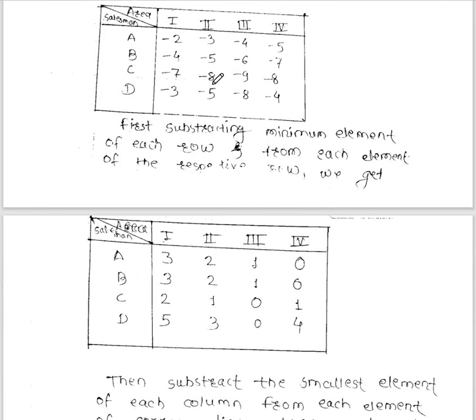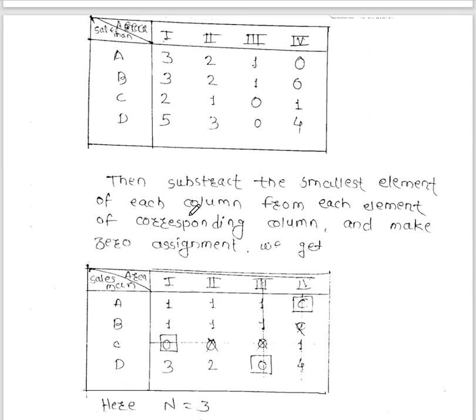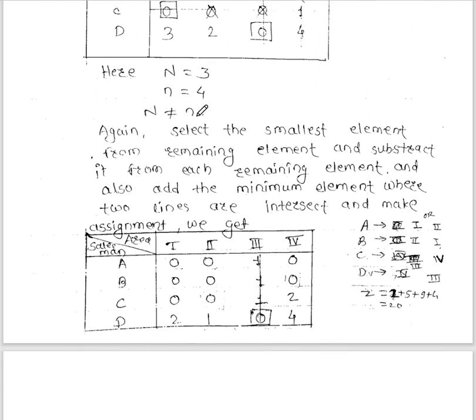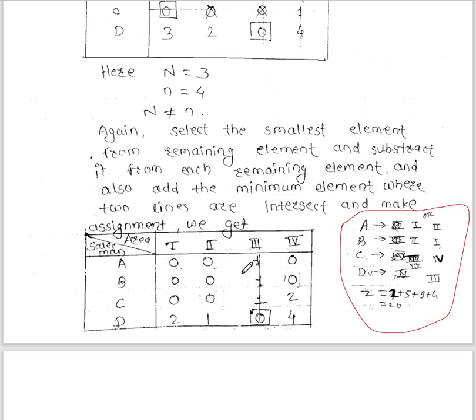Okay, so here we have transferred this into minimization. Then we have made 0 in each row and each column. Okay, so in this way, this is the solution of this problem. So you have to solve this problem for homework.